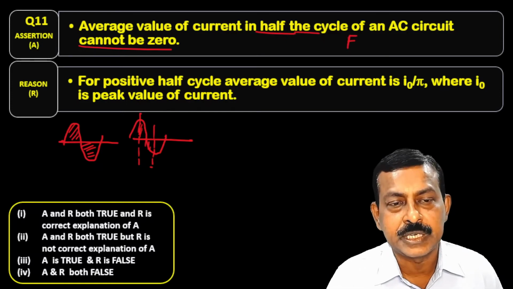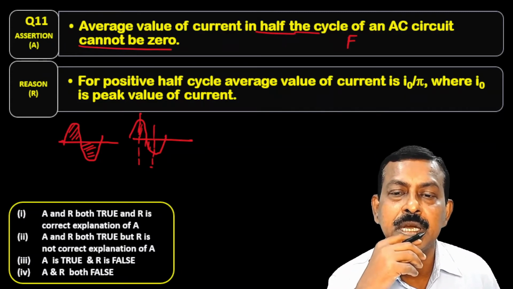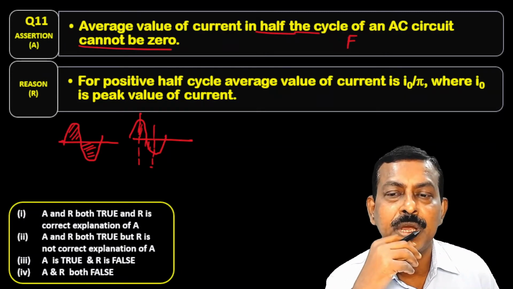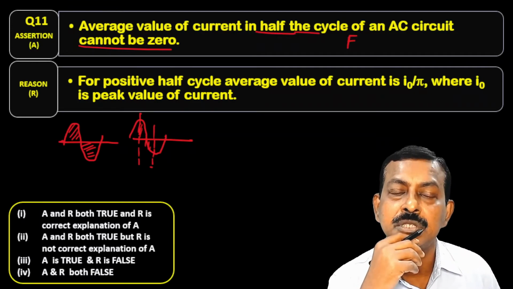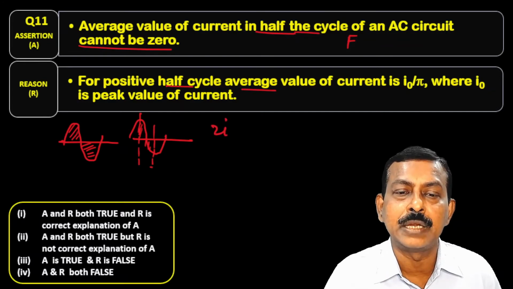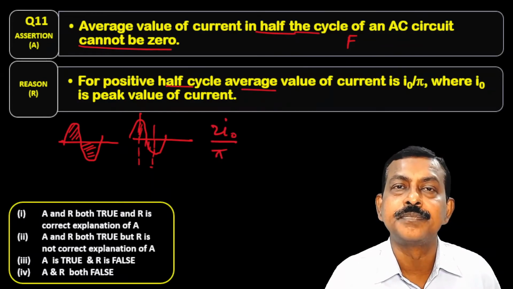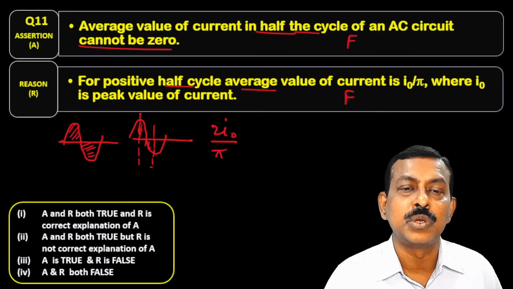And now let's take the reason. For positive half cycle, average value of the current is I0 by pi, where I0 is the peak value of the current. Now, this is not correct, because the average value, if you consider for half cycle, that will be 2I0 by pi. So in that case, this is also false. So here assertion and reason both are false. So that means the fourth one is the correct option.